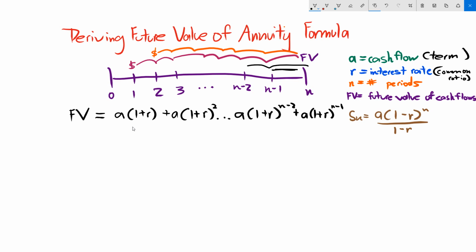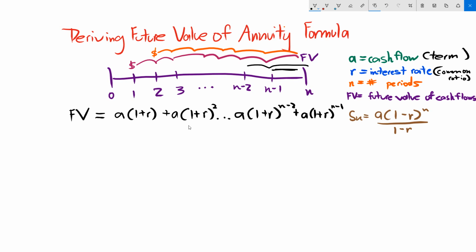And a geometric series, I've explained it in another video, but you end up with the formula like this. This is the sum of terms. This is your term, this is your common ratio, this is your number of periods. We think of finance here, and A is our cash flow, r is our interest rate, and n is our number of periods.